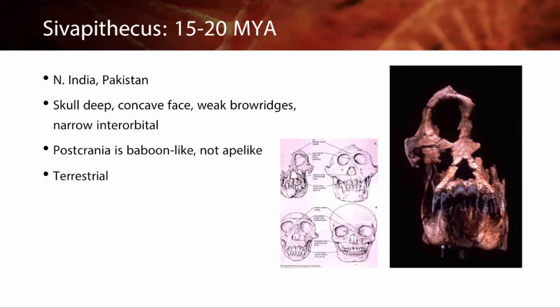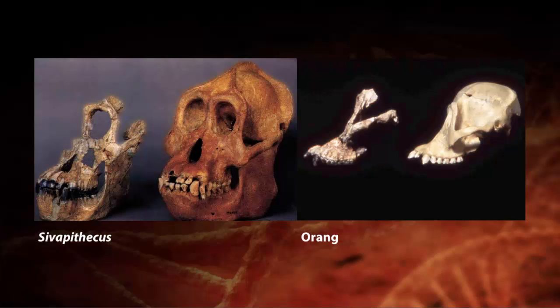The most well-known fossil ape in Asia is Sivapithecus. This fossil is remarkably similar to orangutans today and is considered an ancestor to orangutans. However, the postcranial skeleton of Sivapithecus is very much like a baboon, so we interpret this to have been a terrestrial version of an orangutan.